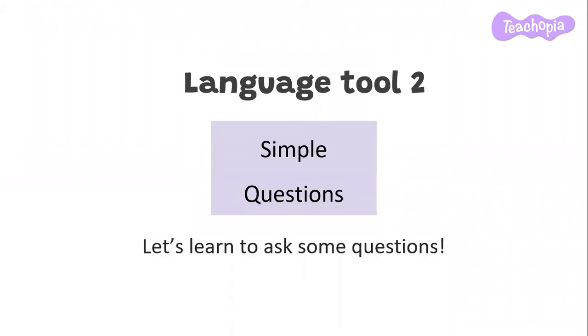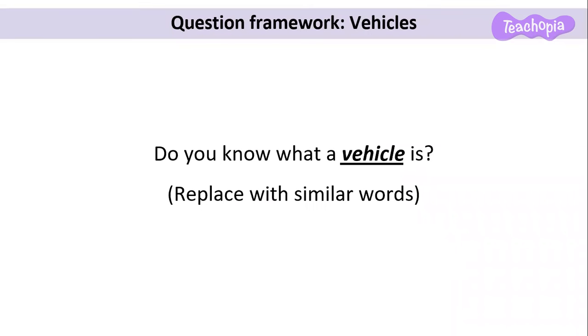Now, language tool number 2. Now that we've come up with a vocabulary set, how can it help us in asking questions and in making sentences? Here is a question framework for the topic vehicle. Do you know what a vehicle is? Now, in the previous module, we had learned that if we replace the keyword in a question framework with another word like its kind, we can come up with many questions.